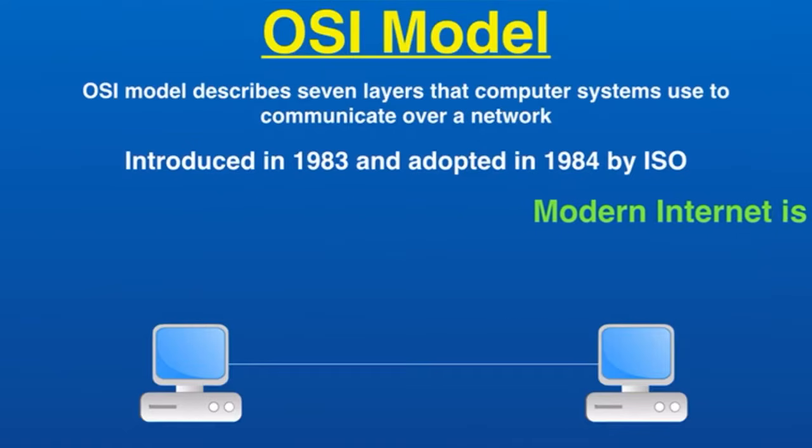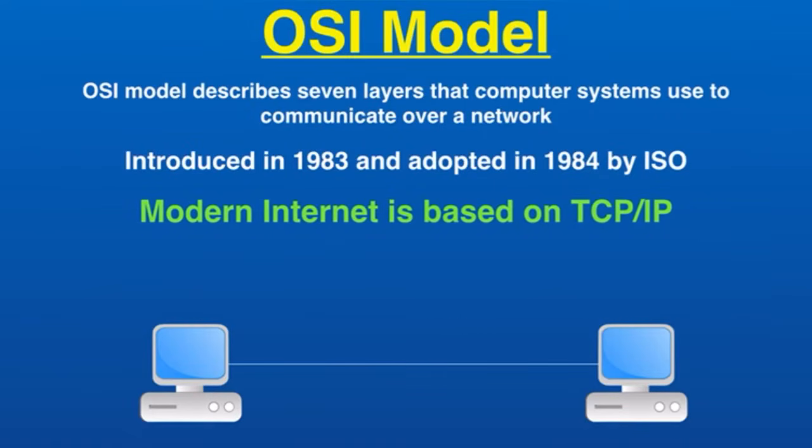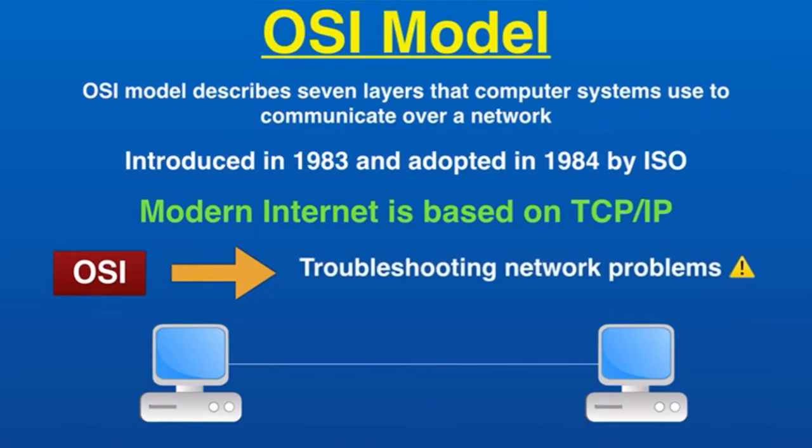The modern Internet is not based on the OSI model, but the simpler TCP/IP model. However, the OSI model is still very useful for troubleshooting network problems. It can help to break down the problems and isolate the source of trouble. The OSI model enables diverse communication systems to communicate using standard protocols. In simple words, the OSI model provides a standard for different computer systems to be able to communicate with each other.